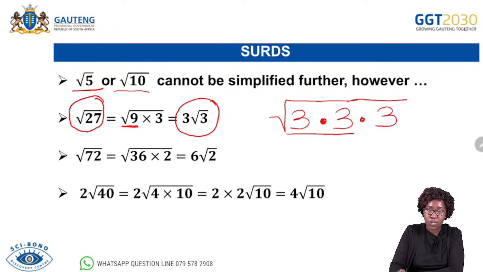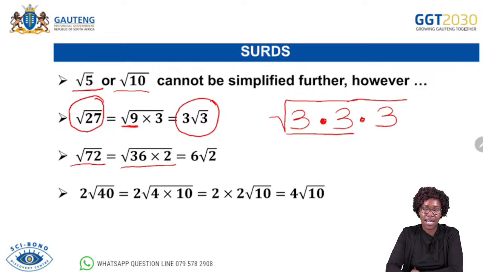But please make sure that when you are doing this, you show all the working. Right, let us move on to the next one, square root of 72. Square root of 72 is the same as writing it as a product of two factors, which is 36 multiplied by 2.